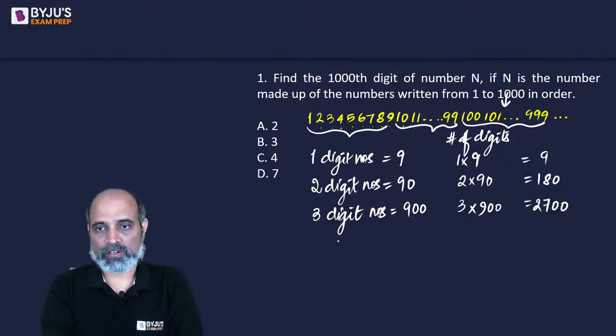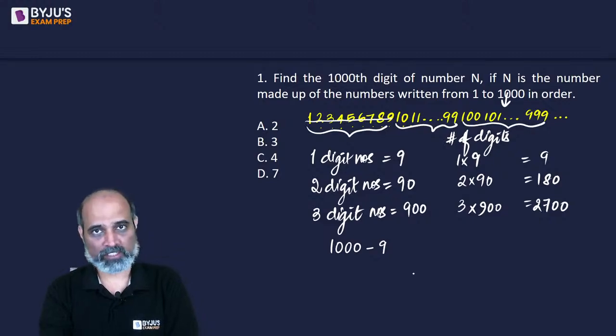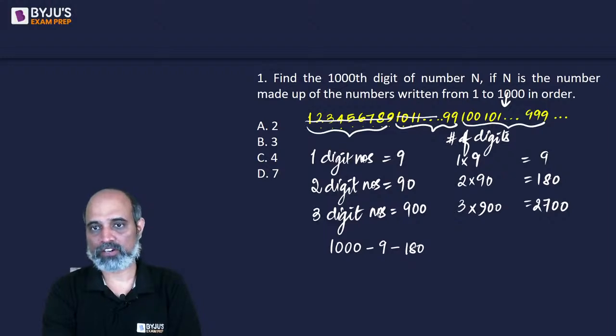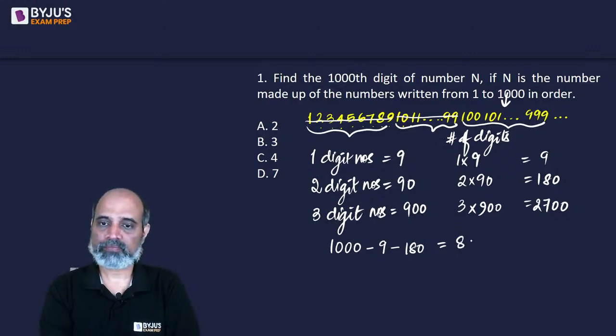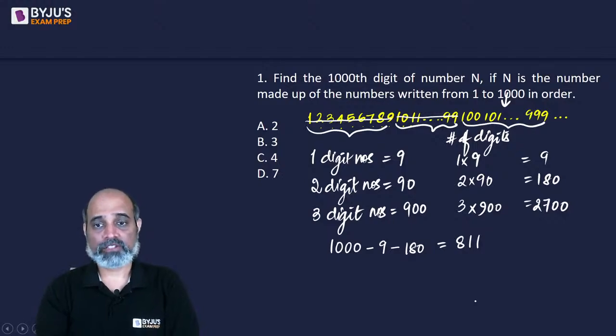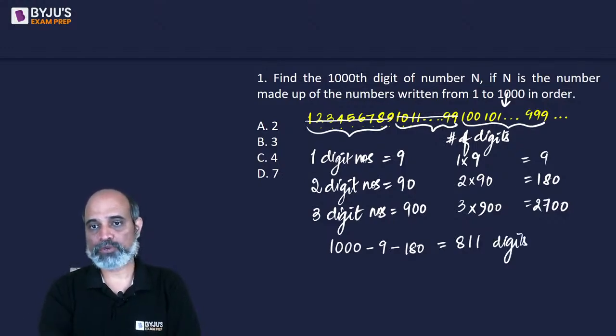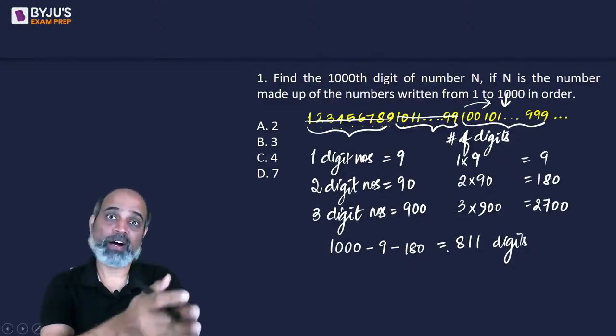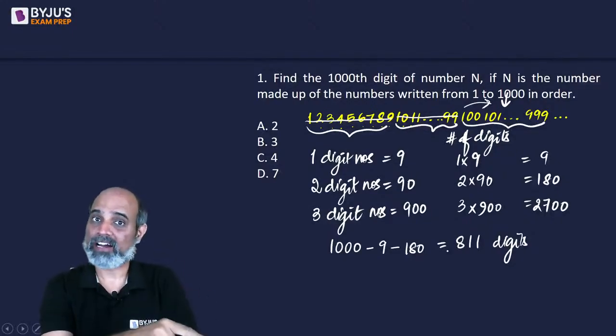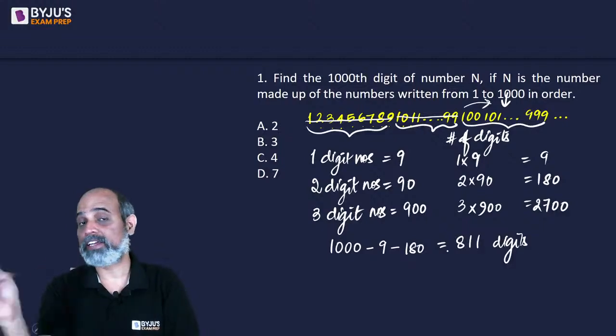So we can say that out of 1000 digits, if we remove the first 9 digits of 1-digit numbers, and then if I remove 180 digits, which are from 2-digit numbers, I will be left with 811. So 811 digits, I have to go further from 1 of 100. That digit 1 that is there in 100, from there I have to count 811 digits.